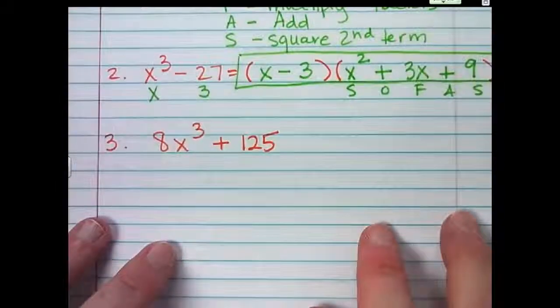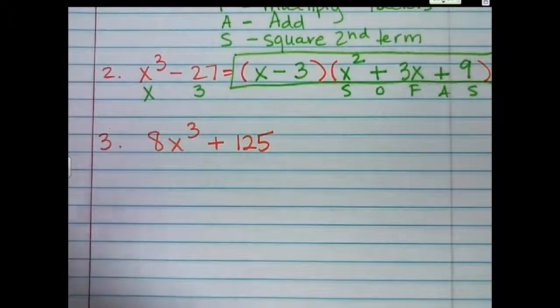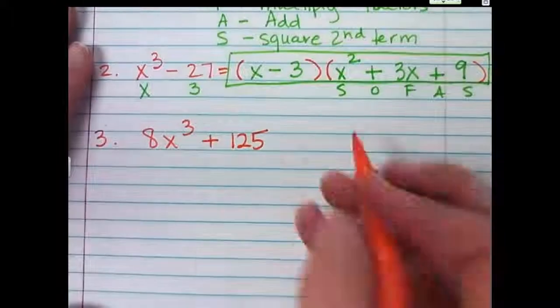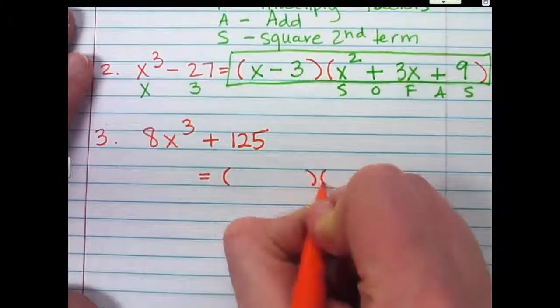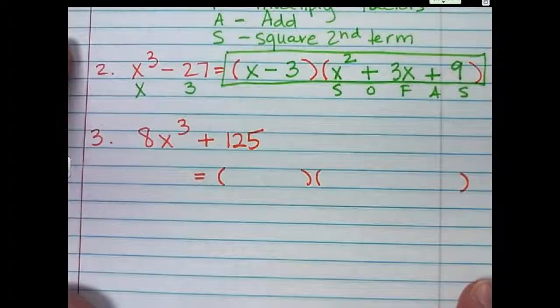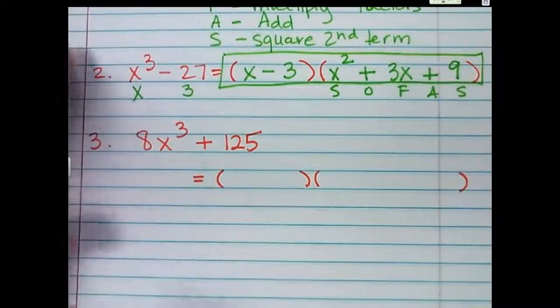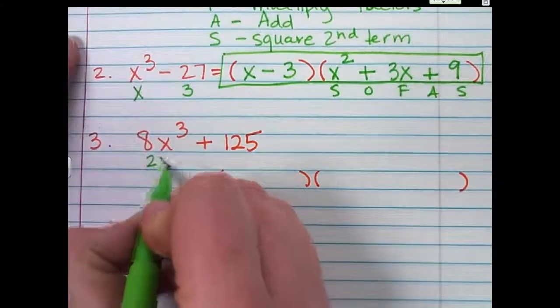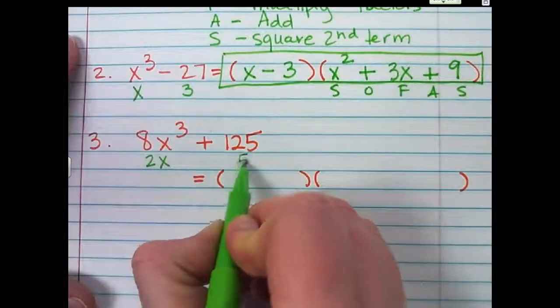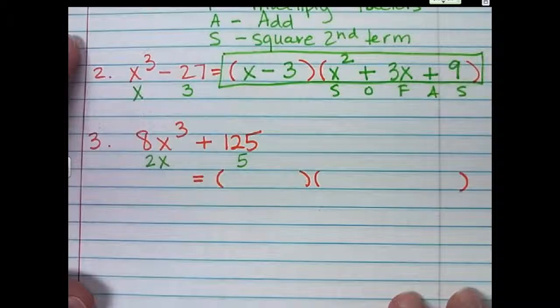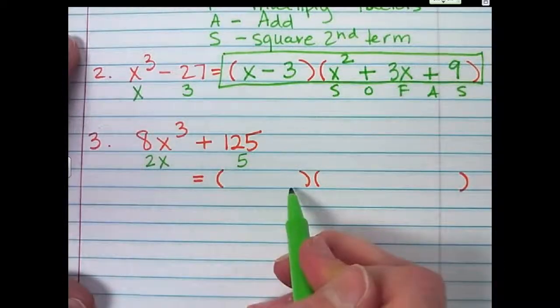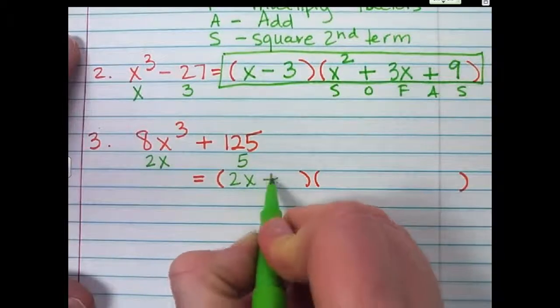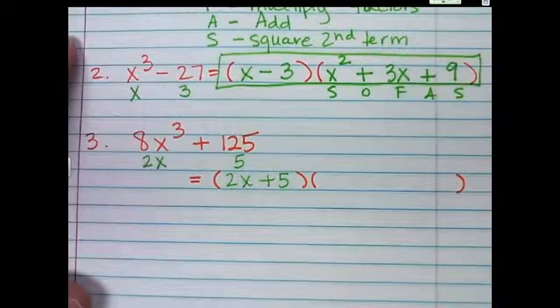Okay, last one. Don't forget to look for GCF first. There's not one on this, but on your worksheet, you will need to look for GCF first on some of them. So we'll have a binomial and trinomial. What do I write under 8x cubed? 2x, good. And under 125? 5, good. Okay, so in the first parentheses, 2x plus 5.